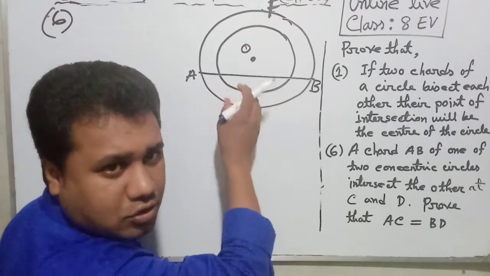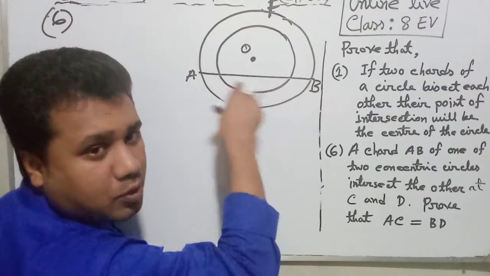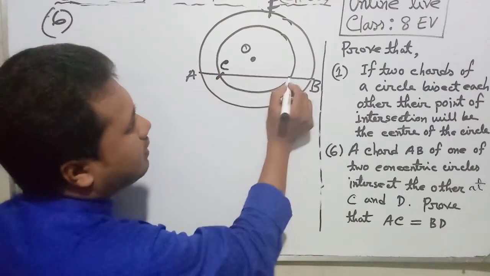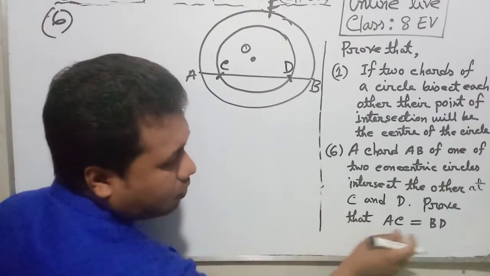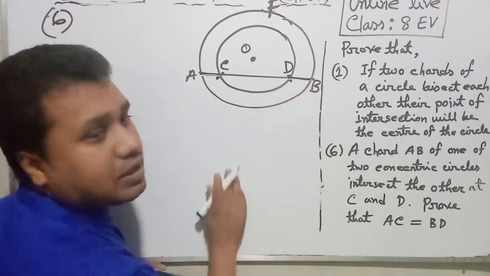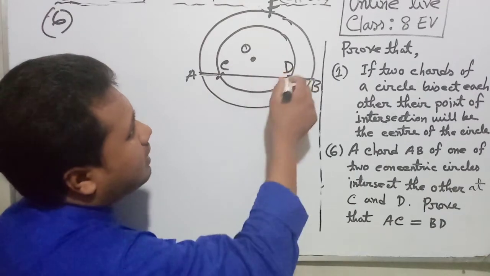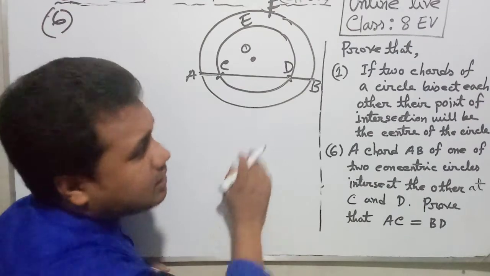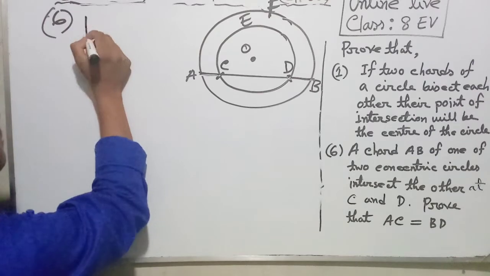Now this chord AB intersects the inner, smaller circle at the points C and D. Suppose this is the point C and suppose this is the point D. Clear? Now it is required to prove that AC equals BD. For the smaller circle or inner circle, we can say CED, or you can take another name. So at first, write the particular enunciation.